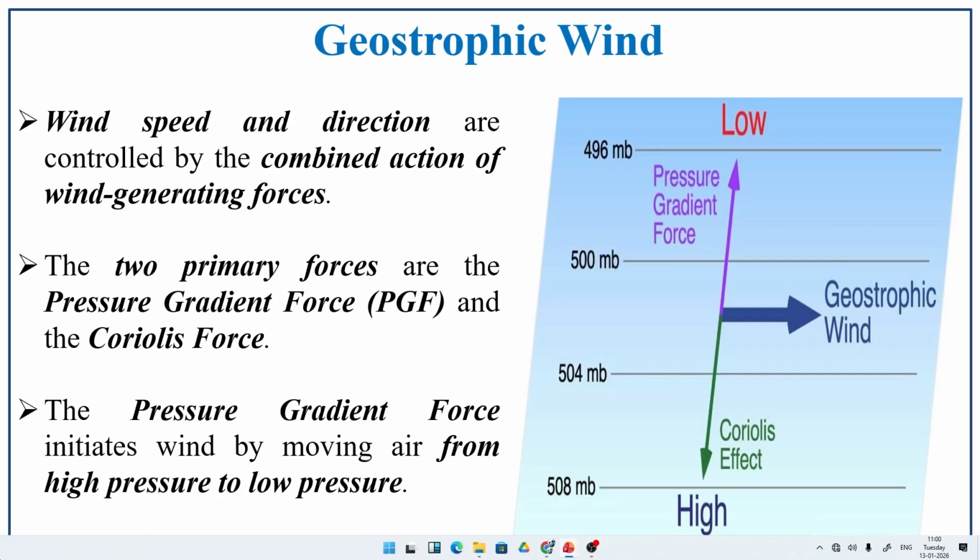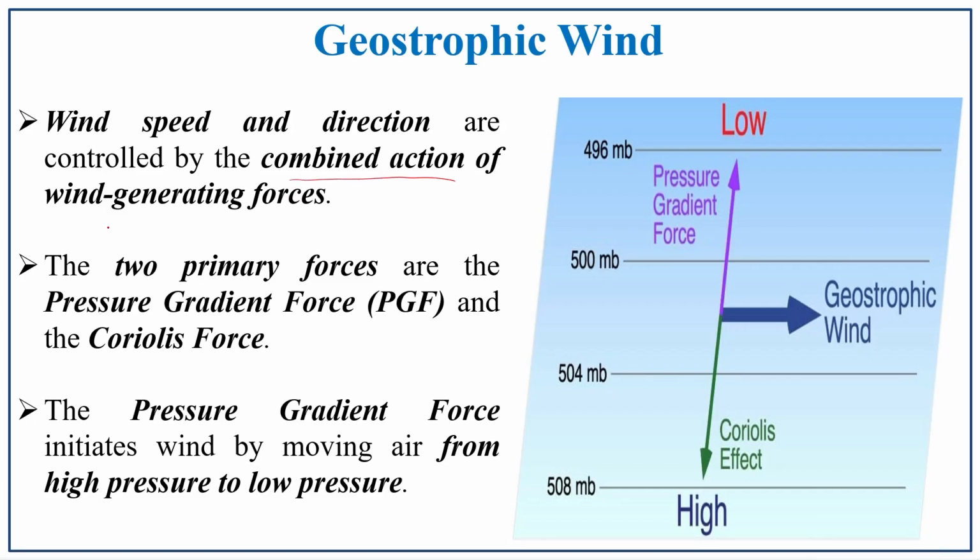Geostrophic wind. You may wonder why geostrophic wind is here again instead of jet stream. There is a reason: the wind speed and direction are controlled by the combined action of wind generation forces, which we discussed in the previous lecture on the forces which initiated the wind. The two primary forces are the pressure gradient force, that is PGF, and the Coriolis force. These two primary forces influence the wind.